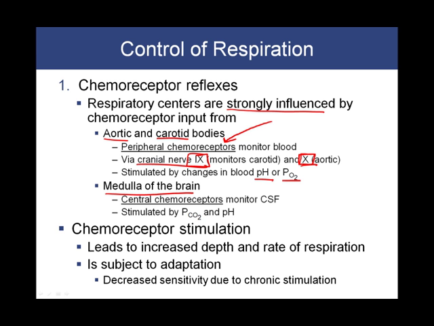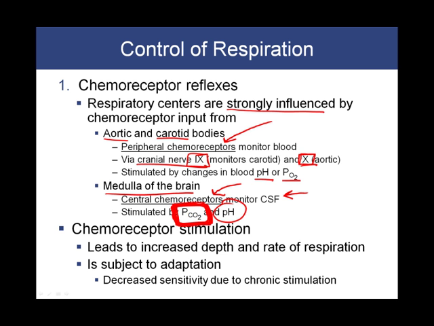The chemoreceptors in the medulla are known as central chemoreceptors, and they're monitoring cerebrospinal fluid, CSF. They're probably the most important. They respond to changes in carbon dioxide and pH. Those changes in carbon dioxide are extremely important. That's why I'm drawing a very thick box around this, not only for this class, but for the future.